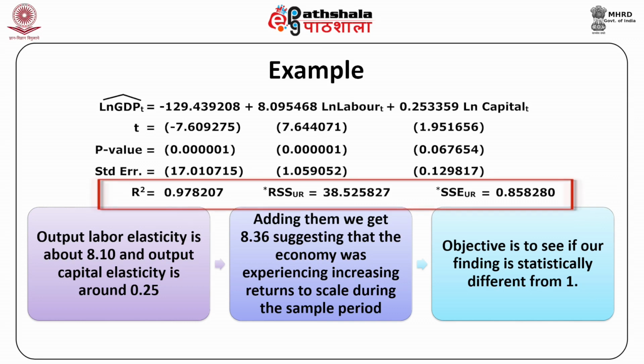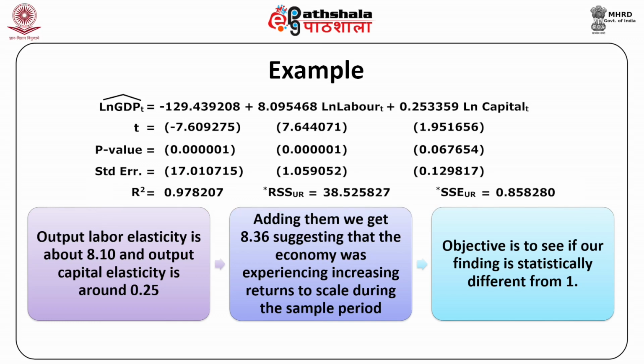RSS_UR is equal to 38.525827. SSE_UR is equal to 0.858280. As the results show, the output labor elasticity is about 8.10 and the output capital elasticity is around 0.25. Adding them, we get 8.36, suggesting that the economy was experiencing increasing returns to scale during the sample period.